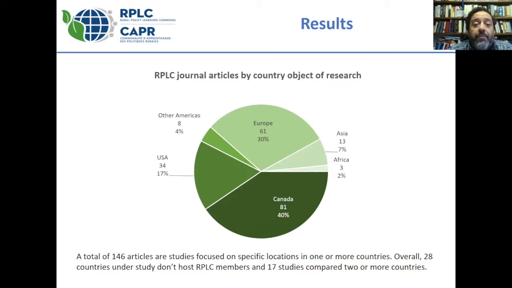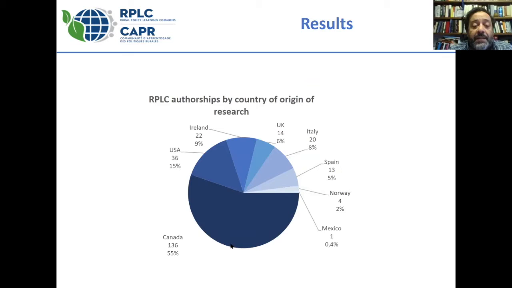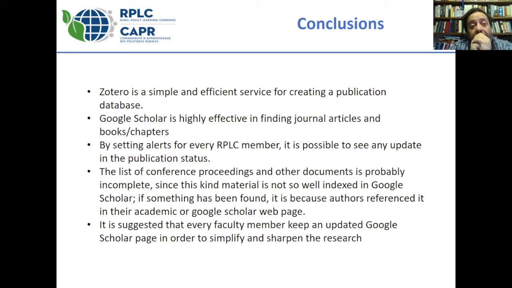Again, looking instead at the country of origin of research, we see less predominance of Canadian papers with respect to books and a more relevant presence of European researchers. As a conclusion of this presentation, I can say that Zotero is really a good instrument for creating a publication database. Google Scholar is highly effective in finding journal articles, book chapters, and even other publications. It is possible to have an automatic update of information on new publications by setting alerts, as I did, for every RPLC member, so that whenever someone adds something, Google Scholar will signal it. This way it's possible to have updates without doing a search on all authors.